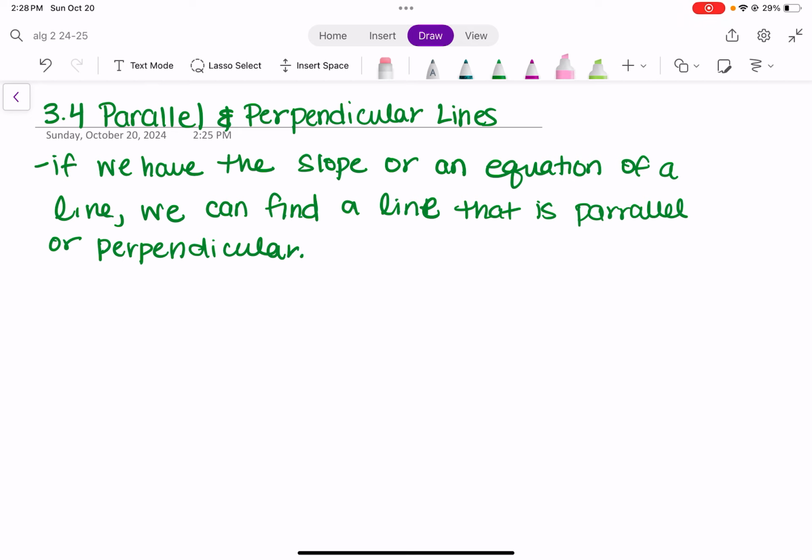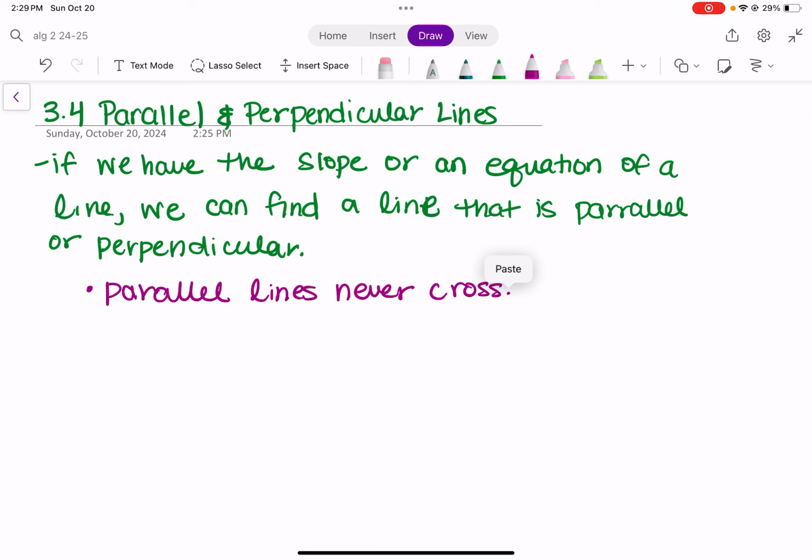Okay, so let's actually go through what that means. So parallel lines never cross. So this means the lines have the same slope. Okay, so if the slope for one of the lines is 3, the slope for the parallel line is also 3.